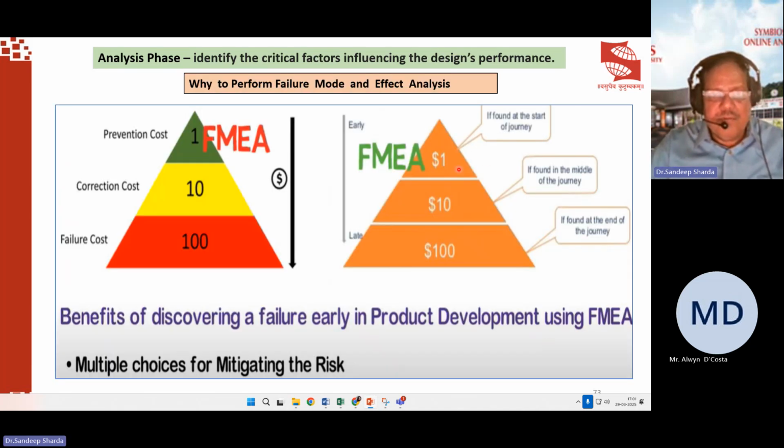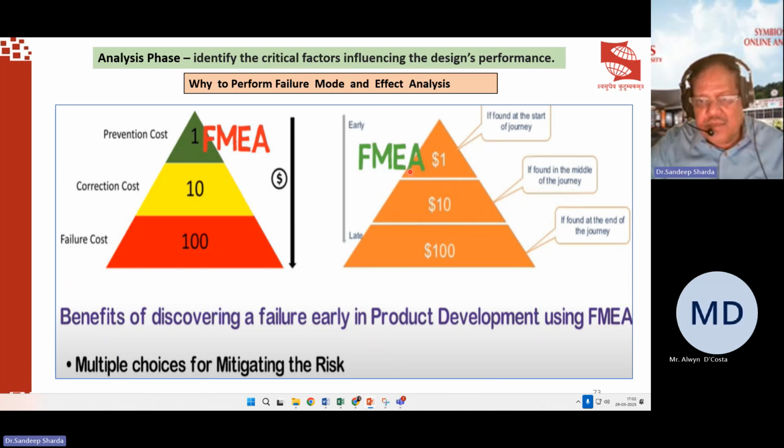So why perform the failure mode and effect analysis? First is the prevention of cost. Prevention cost will be one time, correction cost will be 10 times. If you are attending to the failure cost for the same product again and again, and we are not revising its design or using design for Six Sigma or any analysis, then the failure cost will be 100 times.